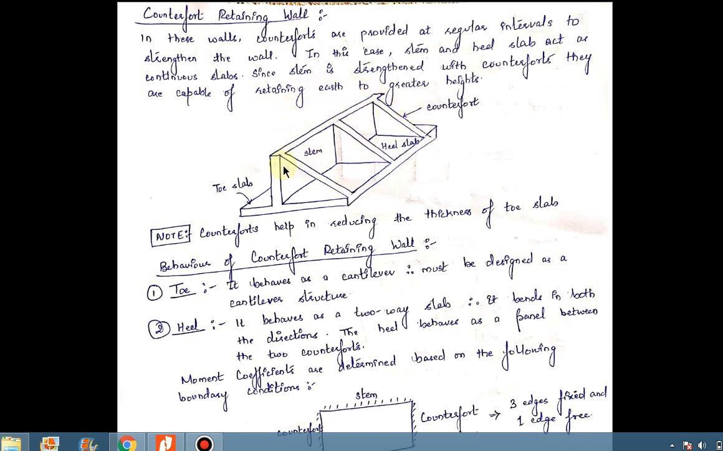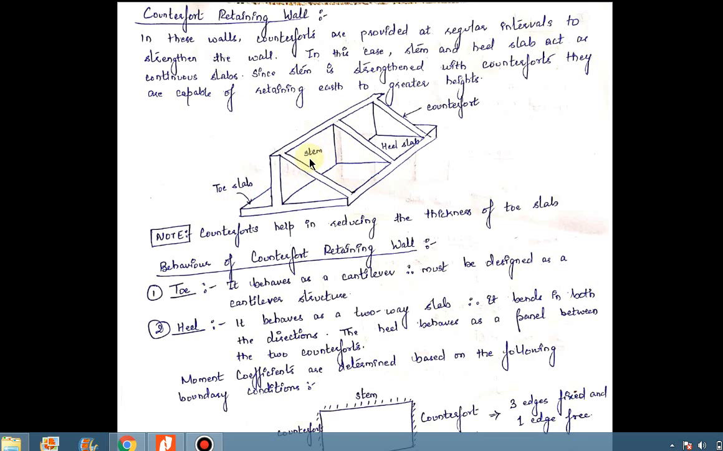So in a counterfort retaining wall, what we do is we connect the stem and the heel slab with the help of the counterforts. These counterforts are provided at regular intervals. So when we provide counterforts in a retaining wall, the dimensions of the retaining wall decrease for the greater heights of the earth to be retained. See, counterforts also help in reducing the thickness of the toe slab. If you see this component of the retaining wall, this is known as toe slab. So when the counterforts are provided, the thickness of the toe slab also decreases.